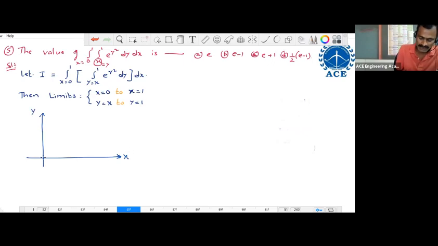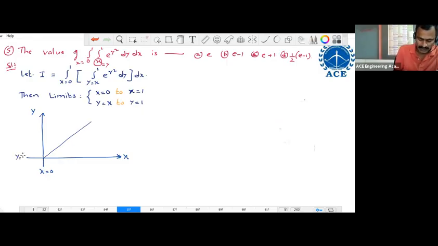Y-axis, x-axis. The equation of the y-axis is x equal to 0. X is changing from x equal to 0 to x equal to 1. The starting line for x is x equal to 0. The ending line for x is x equal to 1. This is x equal to 1. Next, y is changing from x to 1 only. Y equal to x, the line looks like this. And y equal to 1.